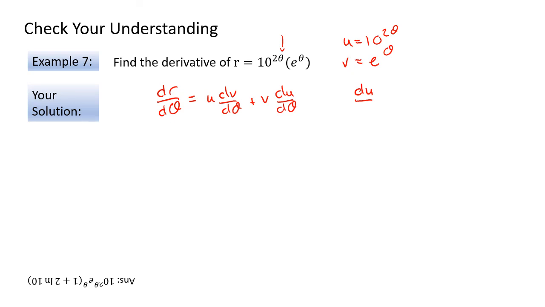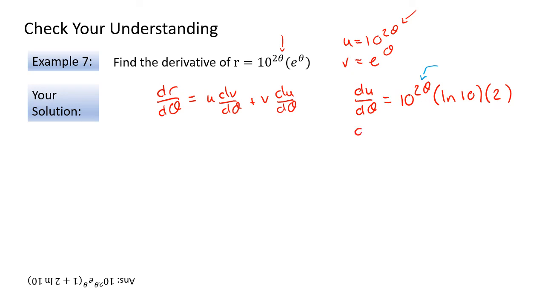So the first one, du by d theta, not x, is equal to, again, because this is a number to the exponent with a function, it's simply that same function, 10 to the 2 theta, times the ln of the base, which is 10, times the derivative of the function in the exponent. So the derivative of 2 theta is simply 2.